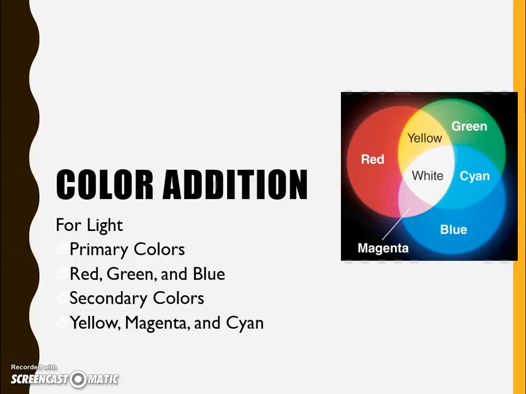So when we talk about color, quite often you think of red, yellow, and blue. But when we're talking about light, your primary colors are actually not red, yellow, and blue. Your primary colors are red, green, and blue. Okay? And you can see that in the image here. You have red, you have green, and you have blue.